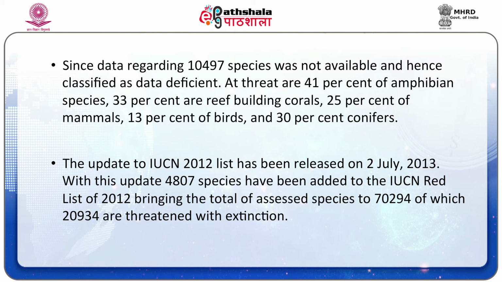The update to IUCN 2012 list has been released on 2nd July 2013. With this update, 4,807 species have been added to the IUCN Red List of 2012, bringing the total of assessed species to 70,294, of which 20,934 are threatened with extinction.